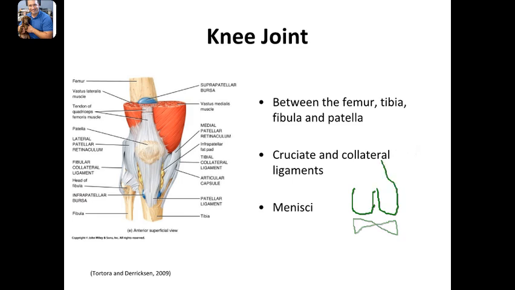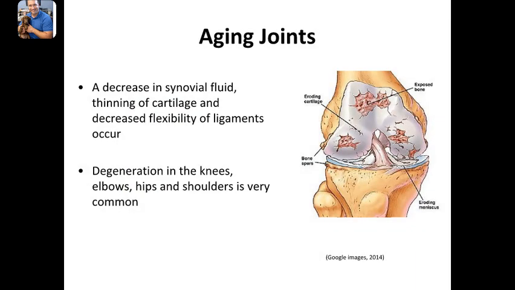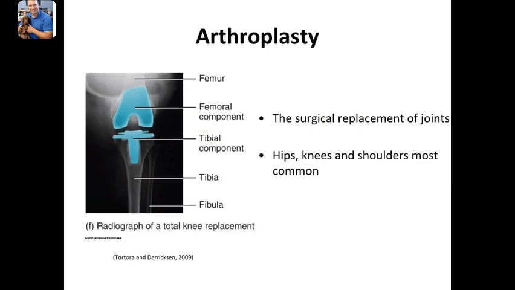Joints age. Here's a depiction of the distal aspect of the femur, with the hyaline cartilage that lines the joint scraped up, irritated, inflamed. These are those cruciate ligaments. Degeneration of knees, elbows, and hips, weight-bearing joints, is very common. There are new techniques to fix those problems. Here's a total knee replacement, with a titanium implant in the distal femur and the proximal tibia.